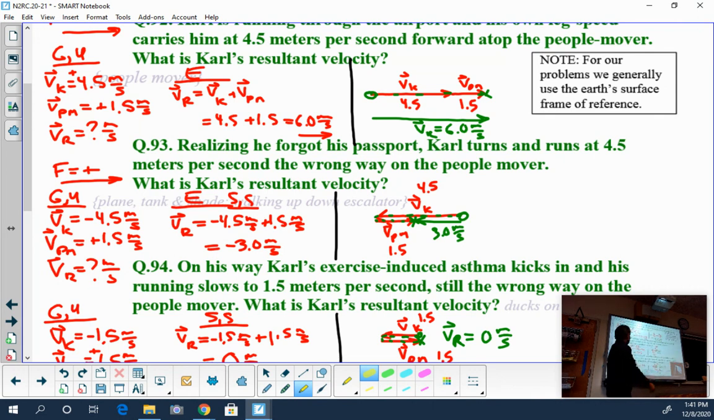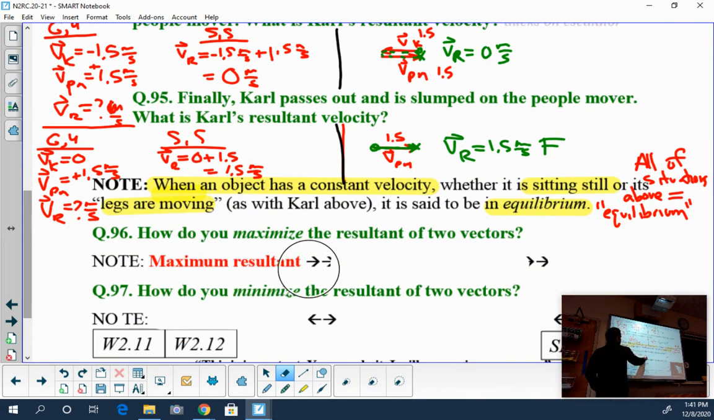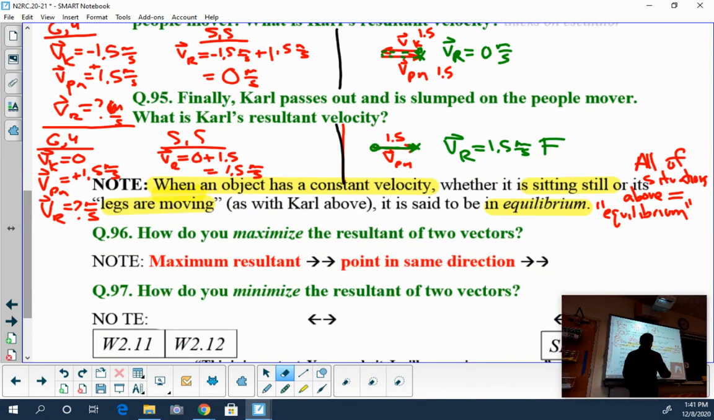That's 0 degrees. If you want to have a maximum resultant, the vectors should point in the same direction. We call that theta 0 degrees. Again, start at 90. They're pointing, people mover and Carl, to the right. You had 6. That was the max resultant. That's 0 degrees between them.